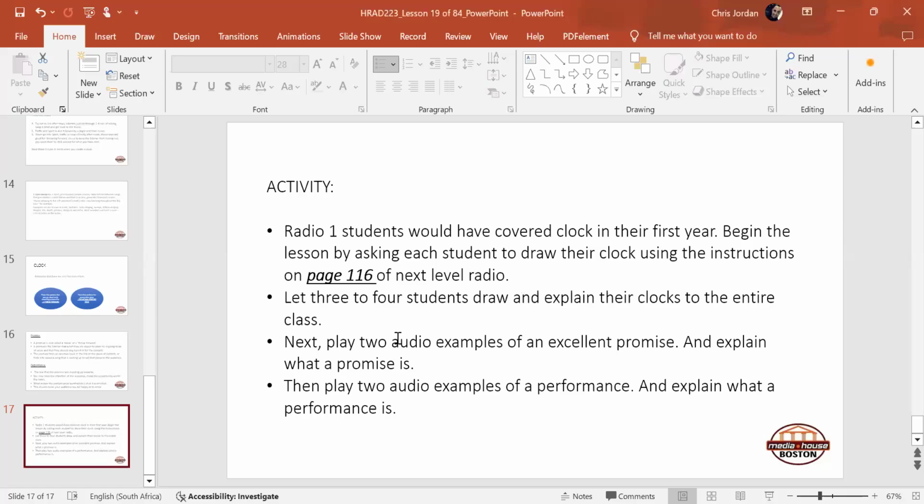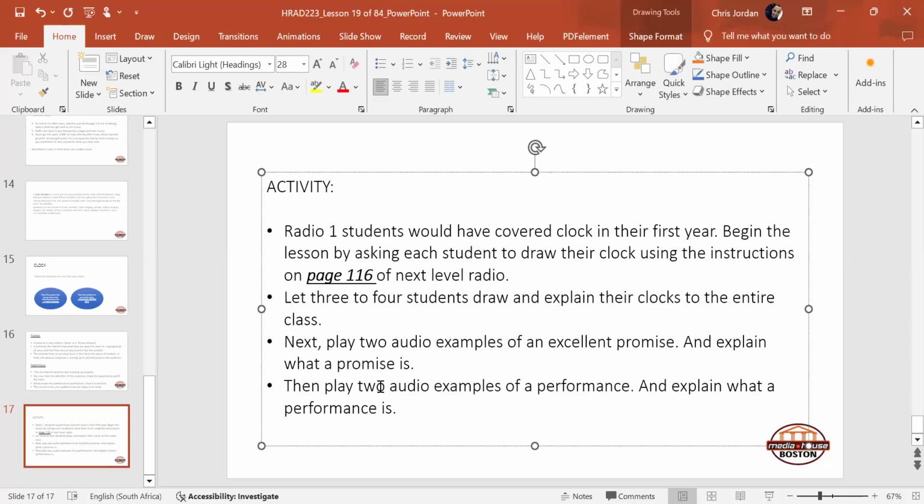Let's go back. Just have a quick look at the exercise I'd like you to do, and we can have feedback at any one point. Right. So already, first-year students would have covered the clock in their first year. That's you, in your past lives. Begin the lesson by asking each student, that's me to you, to draw the clock using the instructions on page 116 of Next Level Radio.